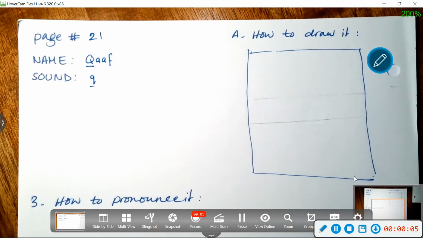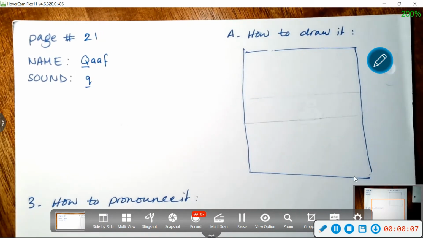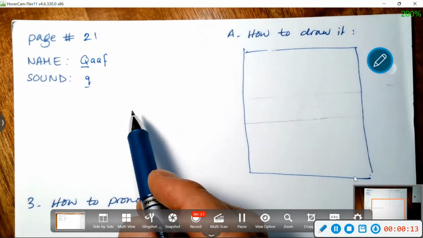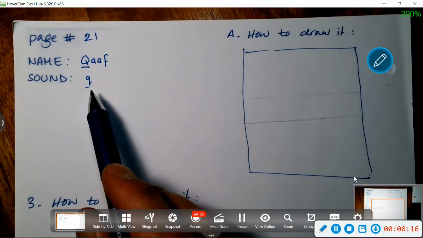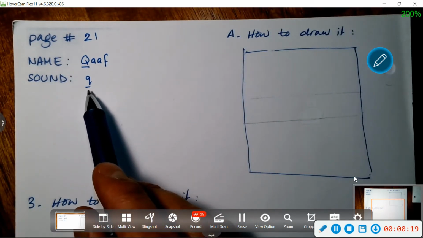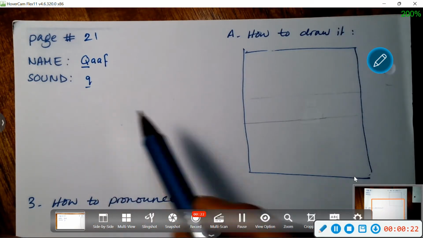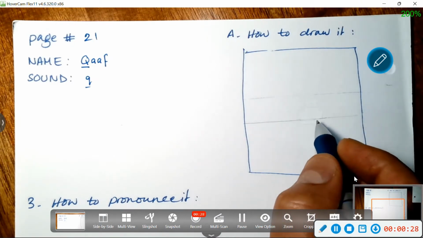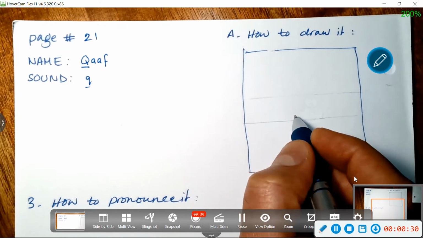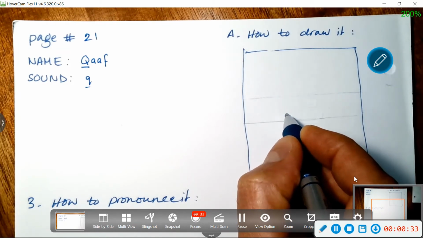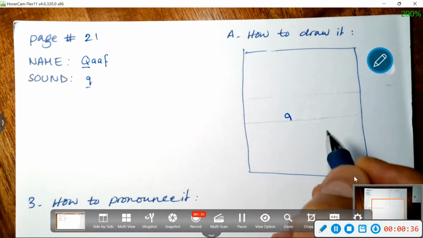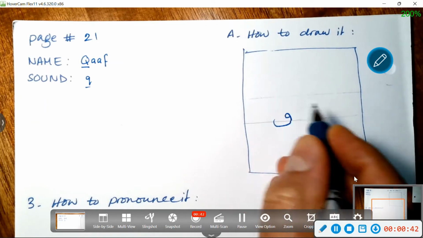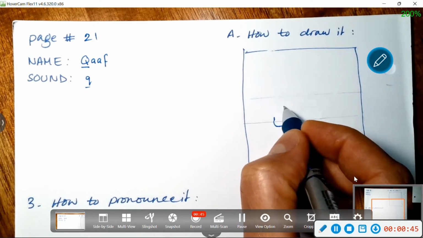Letter number 21. Name of the letter, Qaaf. Sound of the letter, Qa, with the Q representing the sound Qa. Now, the way we draw letter Qaaf is as following. So we start above the line to draw the letter and the neck. Then we go under the line to complete the letter.